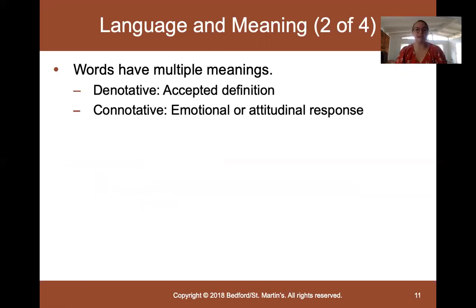Words have multiple meanings. So denotation or denotative is the dictionary definition of a word, right? Like what it means, like literally what it means. And then connotation or connotative is the emotional or attitudinal response to the word, right? So like my favorite example of this is the word ignorant, right? So the definition of the word ignorant is to not know. Like you are ignorant to football, right? You just don't know anything about football.